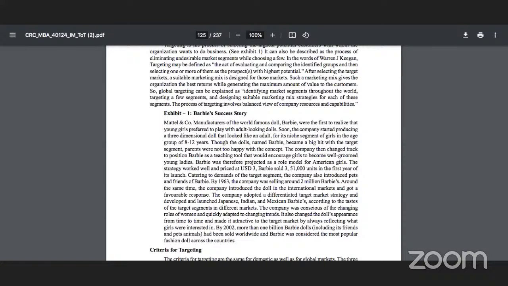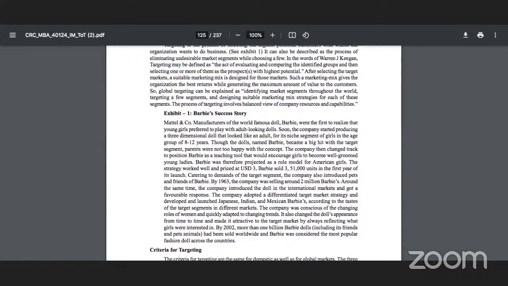But parents were not happy with the concept, because parents want young girls to play with dolls which are suitable for their age group. So what did the company do? The company changed track to position Barbie as a teaching tool that would encourage girls to become well groomed young ladies. So Barbie was therefore projected as a role model for American girls. And this strategy worked well.